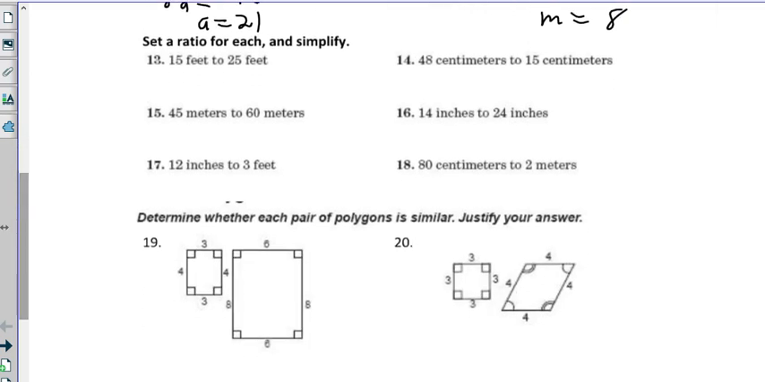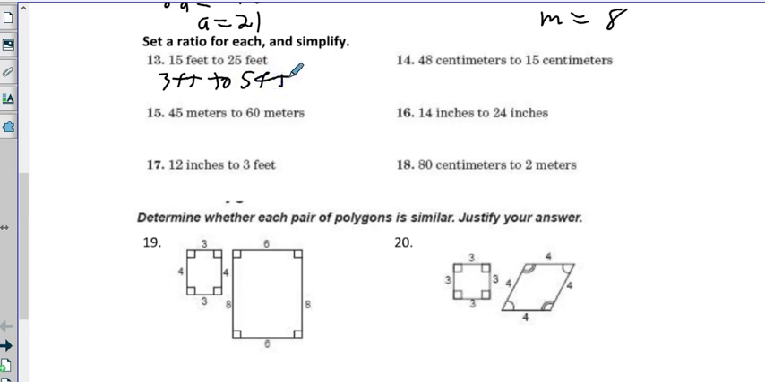Set a ratio for each and then simplify. Okay? Very simple. All we're going to do is write the fraction and reduce. So, I'm not even going to write, I'm just going to reduce the numbers. So what goes into 15 and 25? 5. So 3 times, I'm going to abbreviate feet, write the word 2. 25 divided by 5 is 5 feet.